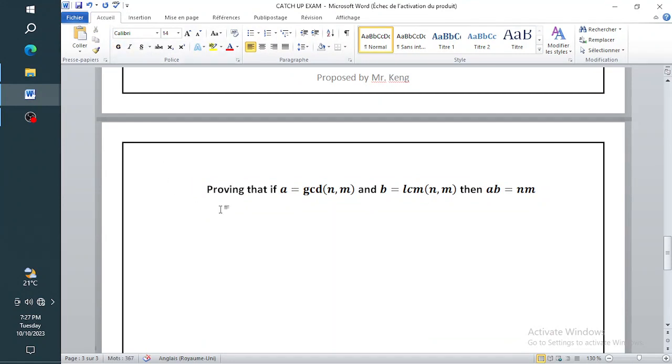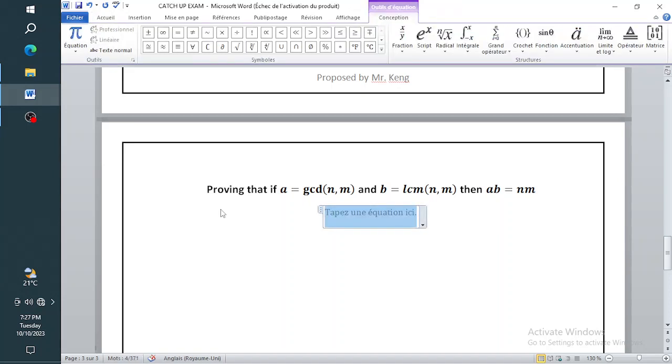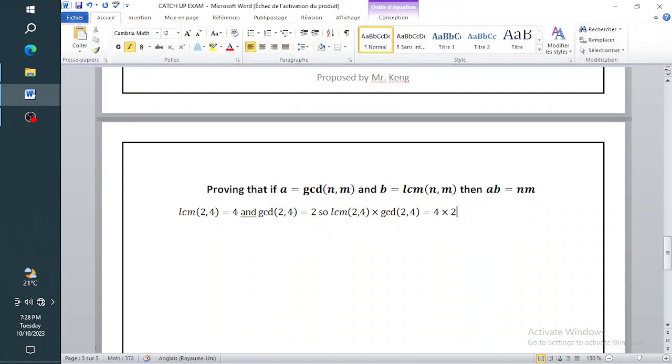Alright, so basically let's try to take some basic cases. Now we know that the LCM of 2 and 4, that's the least common multiple, is 4, right? And the GCD of 2 and 4 is 2. So if we take the LCM of 2 and 4 and multiply it with the GCD of 2 and 4, you're actually supposed to have 2 times 4, which is 8. In fact, you see that the LCM is 4 and the GCD is 2. When you multiply both of them, you get the product of the two integers themselves. So that's basically what we have here.